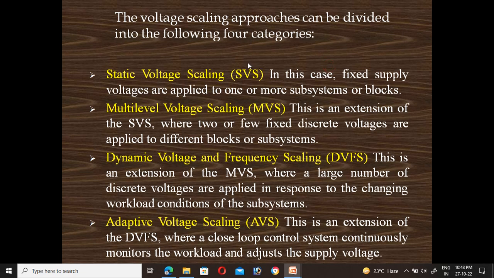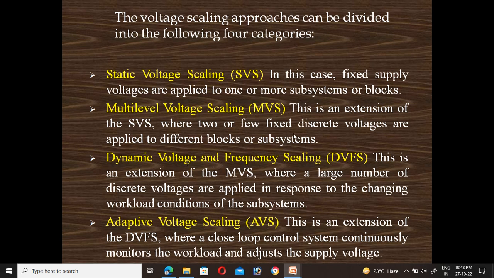So these voltage scaling approaches can be divided into the following categories. That means if you want to go for supply voltage scaling, we have to follow some approaches, which are generally categorized into 4 categories. The first one is static voltage scaling. The second one is multi-level voltage scaling, then dynamic voltage and frequency scaling, and adaptive voltage scaling.